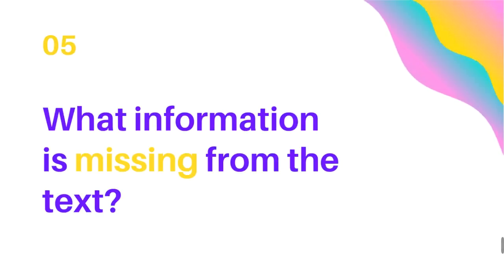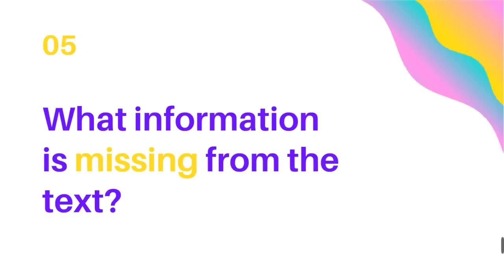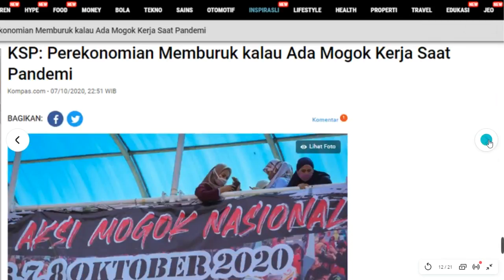You can think of the same answer, but by seeing it from a different point of view. For example, when information is missing here, it is almost the same as which voice is heard and silenced. So if one voice is heard, then other voices will be silenced or missing. Check again the example. This is the news or the text that we have discussed before. Okay, it is also related to what information is missing in this text.